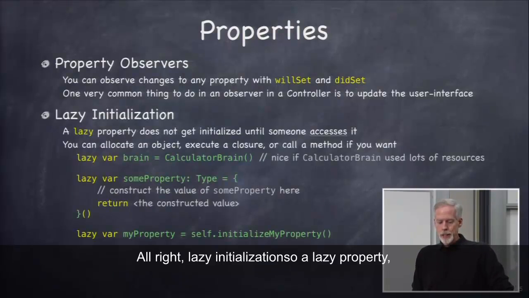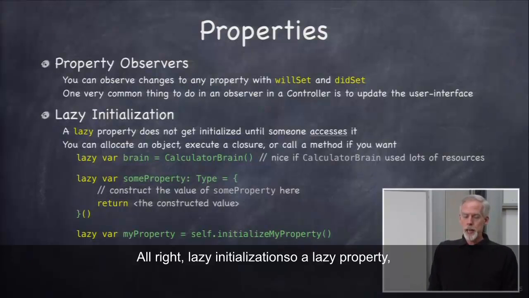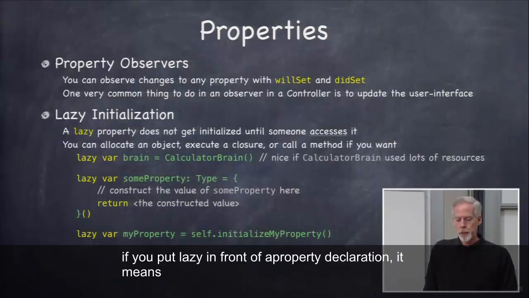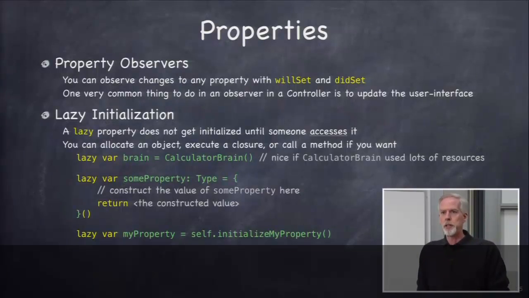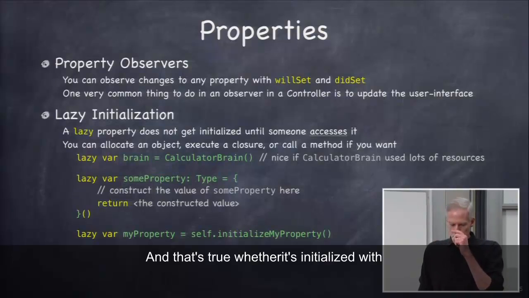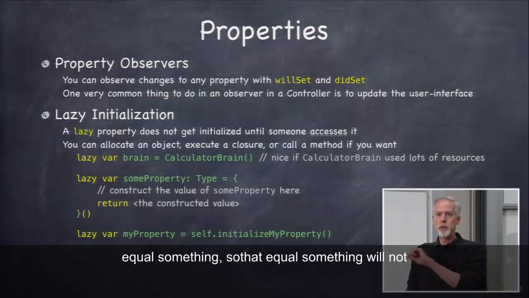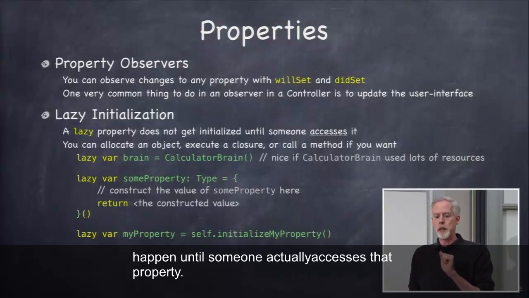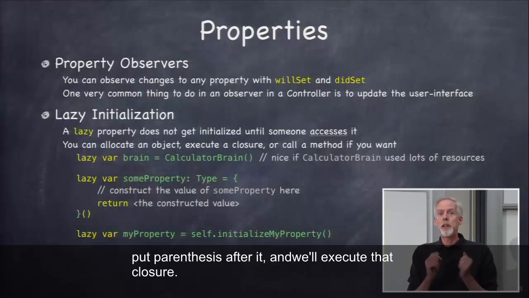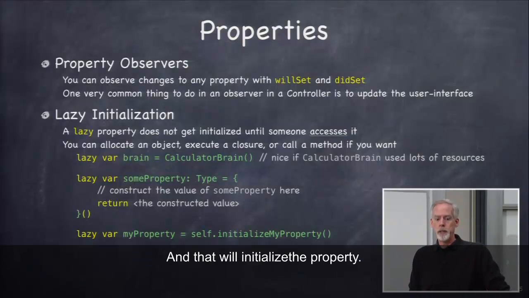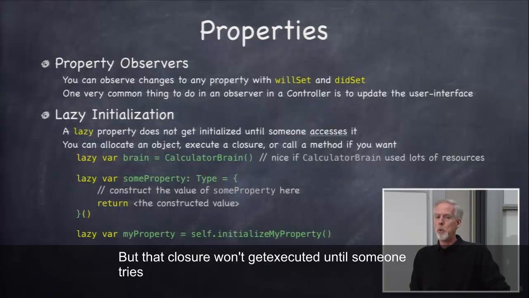All right, lazy initialization. So a lazy property, if you put lazy in front of a property declaration, it means it does not get initialized until someone accesses it. And that's true whether it's initialized with equals something. So that equals something will not happen until someone actually accesses that property. Or you can initialize it by putting a closure there, put parentheses after it, and it will execute that closure. And that will initialize the property. But that closure won't get executed until someone tries to get it.